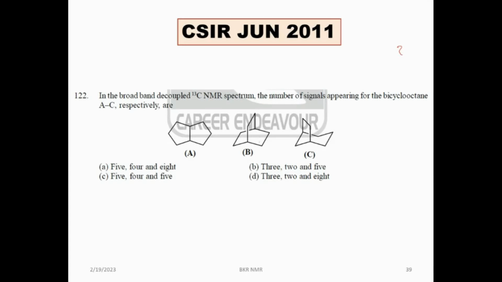A, B, C, how many signals? Tell me. A, how many? 3, ma'am. 3, 5, ma'am. 3 or 5? The one who is saying 5, could you tell me how? எப்படிப்பா 5 வரும் சொல்ல முடியுமா?